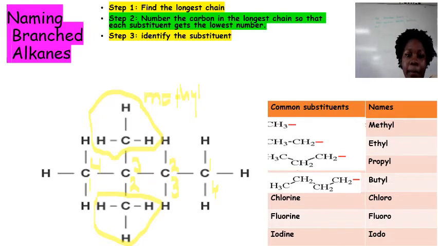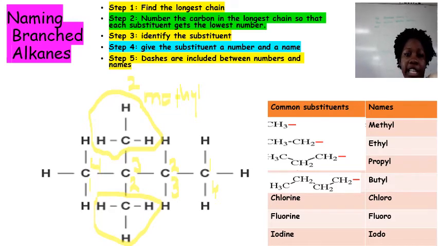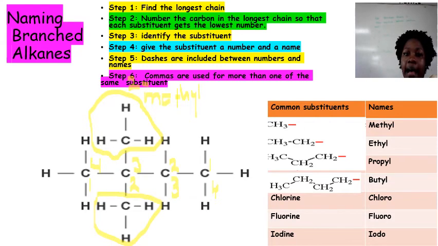And we know that its number is number 2. Okay, so we've given the substituent a number and we've given it a name. Now, the next thing is we need to remember that we need to include dashes in between our numbers and our names. Okay, so I have a 2. I need to remember that a dash needs to go in between my number and my name. Okay, and then also that commas are used for more than one of the same substituent. So this rule is going to apply here because now we have more than one of the same substituents.